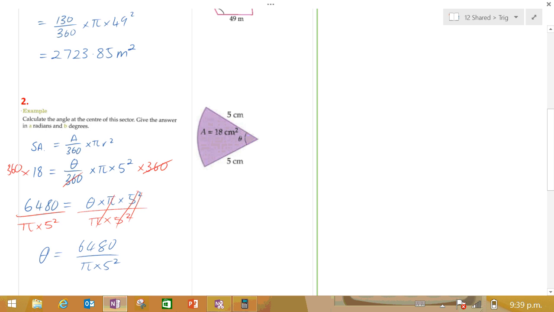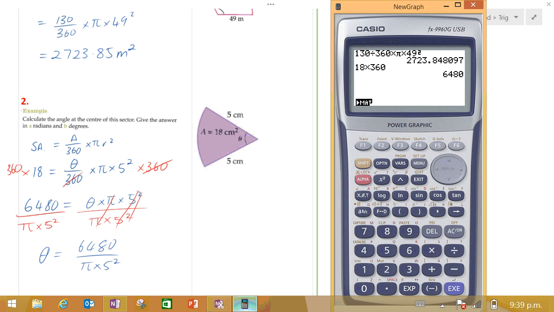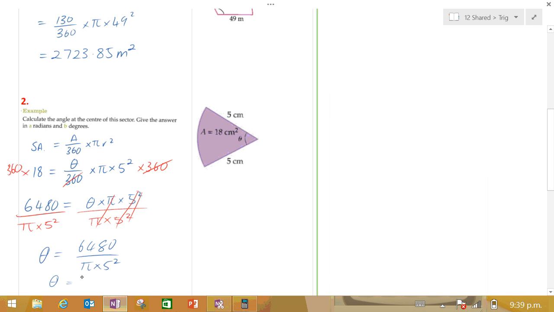Alright, at this stage we need to go to a calculator. So we'll go 6480 divided by, and make sure you use brackets so that it knows that all of pi times 5 squared is on the bottom. So pi times 5 squared, close bracket, equals, there's our answer, 82.5 degrees. So theta equals 82.5 degrees.